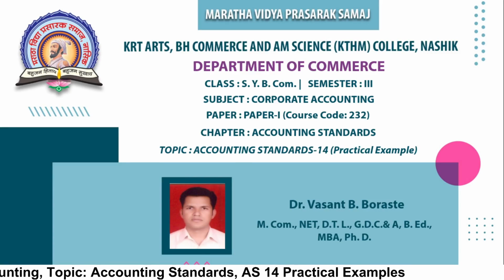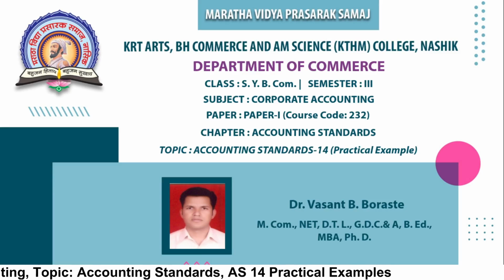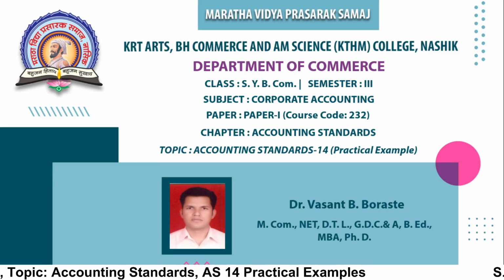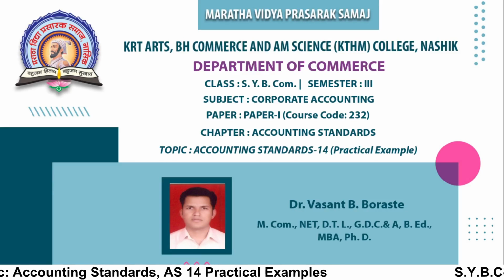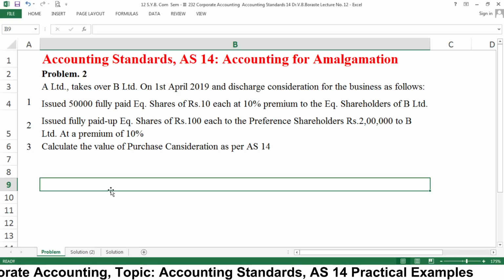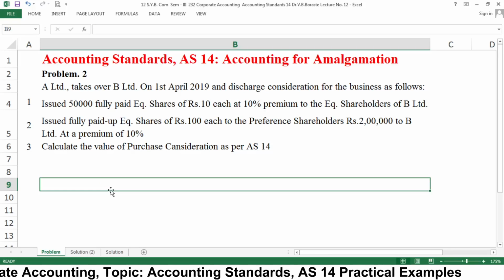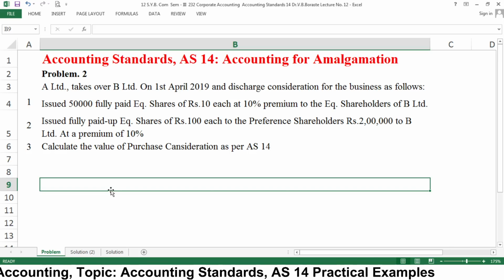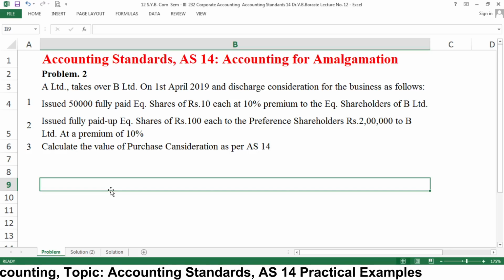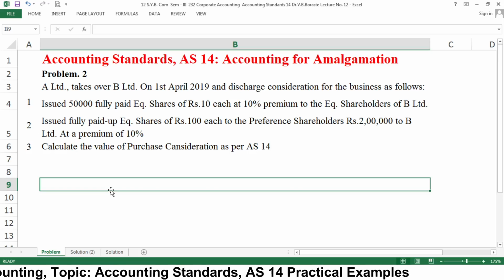Vasant Boraste. Here I am going to share with you one practical example of accounting standard 14, that is accounting for amalgamation, where we will calculate how to calculate the purchase consideration. So let us start the practical example of AS14. Let us start the practical example of accounting standard 14, that is accounting for amalgamation. This is practical example number 2 or illustration number 2.